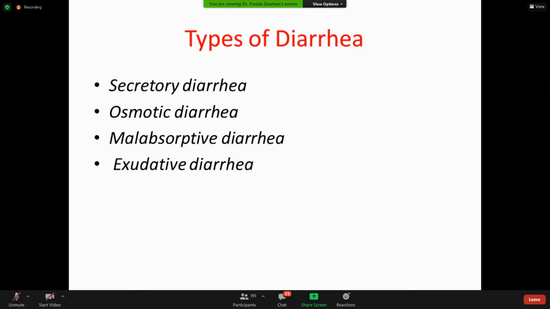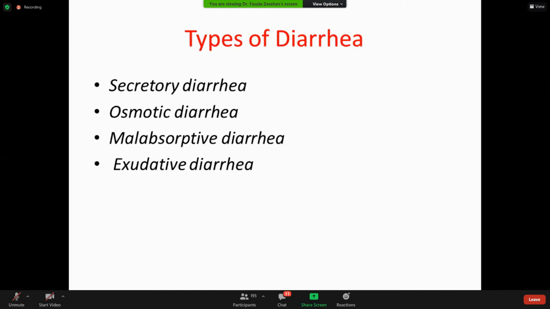And there are lots of agents which cause secretory diarrhea, like certain hormones, such as vasoactive intestinal peptide, certain metals, certain drugs, especially those taken for asthma and cardiac problems, and some laxatives. Next we talk about osmotic diarrhea.